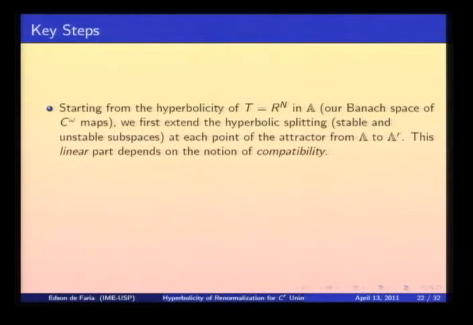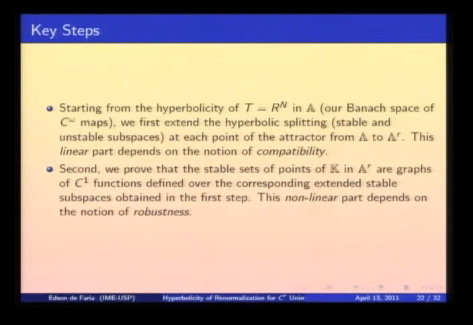Well, there are some key steps in the proof of this theorem. You have to start with the power of the renormalization operator. And you have to first extend the hyperbolic splittings that you have in the space, just at the level of the derivative. So this linear part depends on a notion that we call compatibility of spaces. If I have time, I have 10 minutes, so I don't know if I have the time to put in these definitions. But there is some notion of compatibility that comes into play here. I'll tell you in a minute.